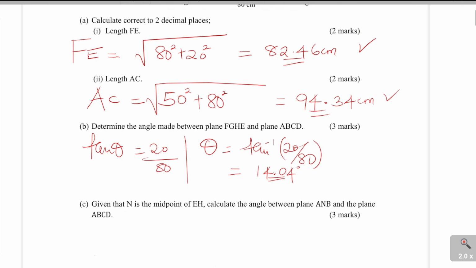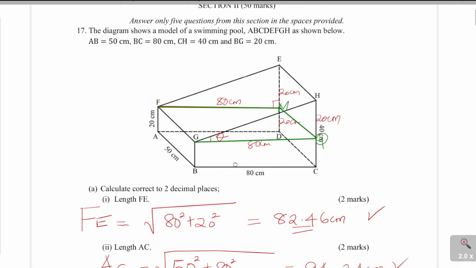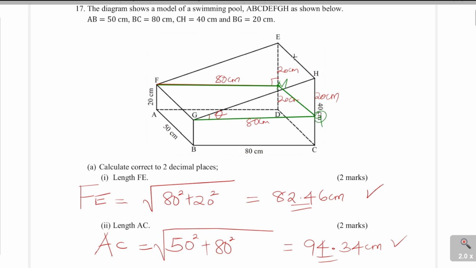We go to the other question, part C. Given that N is the midpoint of EH, calculate the angle between plane ANB and the plane ABCD. So N here, that is the midpoint. Let me clear everything here so that I can illustrate that. So N is here, N is the midpoint of EH.